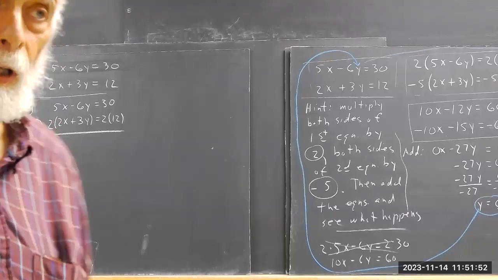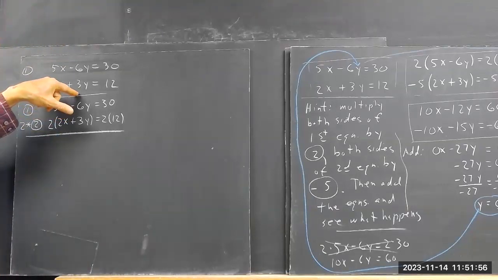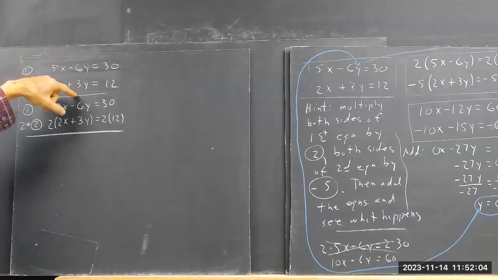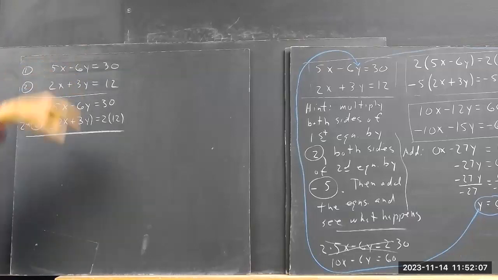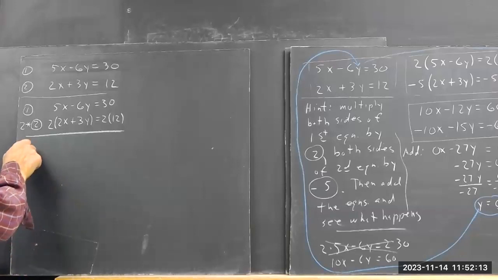Now we do that once we've realized that if we multiply the 3y by 2, it's going to match up with the negative 6y and give us 0, right? That's our motivation. We're trying to eliminate y. So if we do this, and then down here, we can write down our two equations.